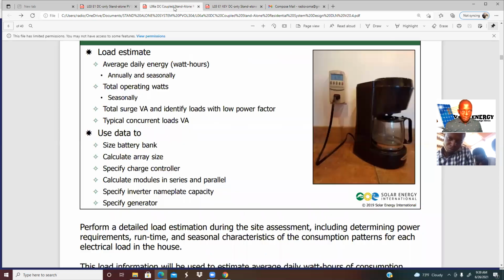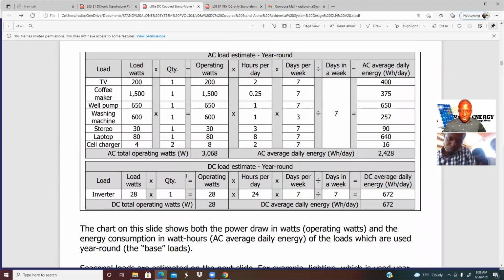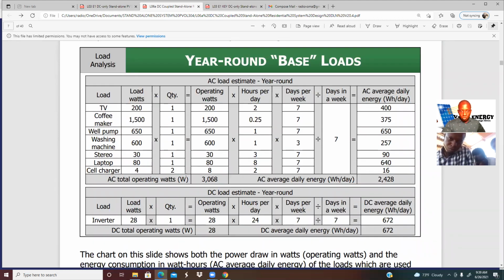Now, I'm going to go back and do a small reading. Here we are. The year-round basic load. I'm coming back to our material. TV, 200 watts. One television, operating watts is 200. Hours per day, he used the TV for 2 hours every day of the week, 7 days. Divide by 7 days, you have 400 watt-hours. That's how many watt-hours you need to run this television.